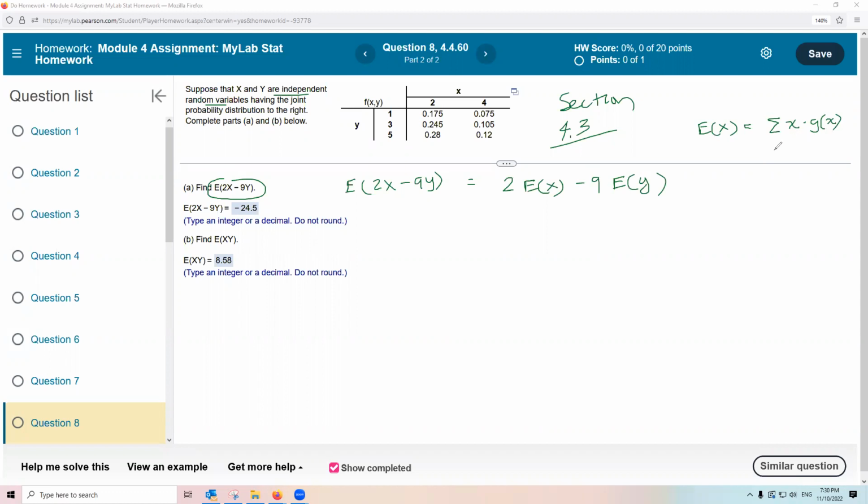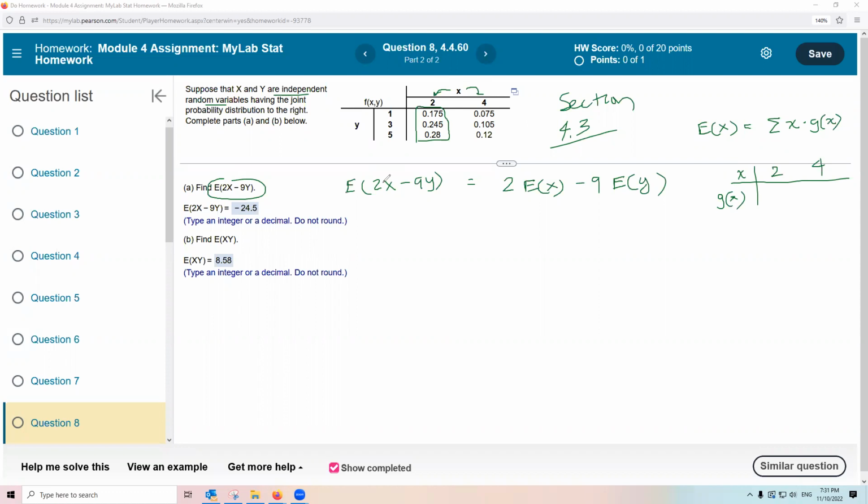And so let's figure that out. Let me make up a little table here to get this marginal distribution of X. X can take on the values 2 or 4, and we have to find the values for g of x. Well, if you remember, we really want to sum up these columns.